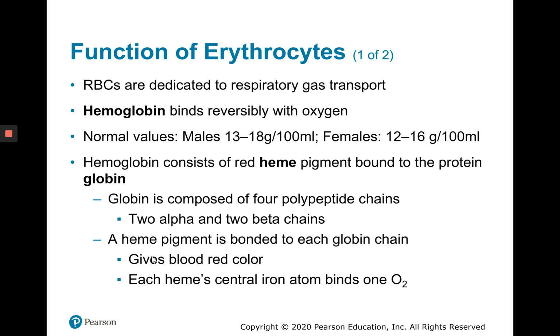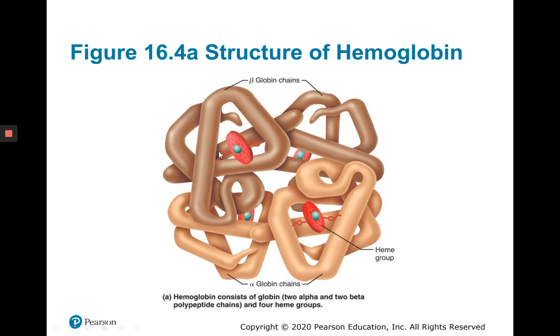Now, the reason for the name hemoglobin is first the heme groups, that's where we're getting the heme, but globin comes from the polypeptide chains, which are known as globin chains. So let's look at the structure of hemoglobin. This is figure 16.4a in your textbook. So we have 2 beta globin chains, 2 alpha globin chains, and then we have a heme group in the center of each globin chain. So since we have 4 globin chains, we have 4 heme groups, and in the center of each heme group is an iron atom.